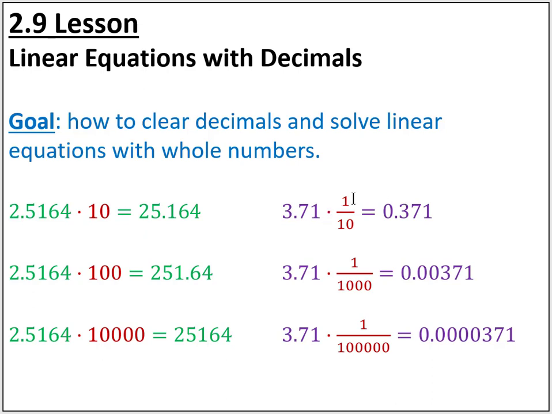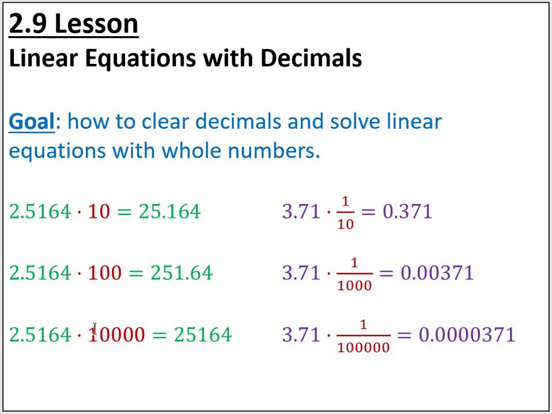Here I'm multiplying by 1 over 10, 1 over 1,000, and 1 over 100,000. So essentially, we're going to be dividing. Starting with 3.71, even though it says multiply by 1 over 10, you're essentially dividing by 10. So when we divide by 10, we get 0.371. What happened was we moved the decimal point one place to the left.